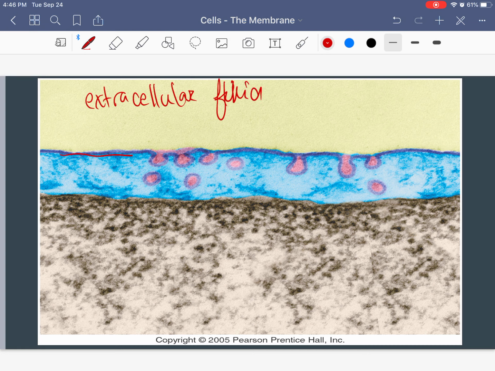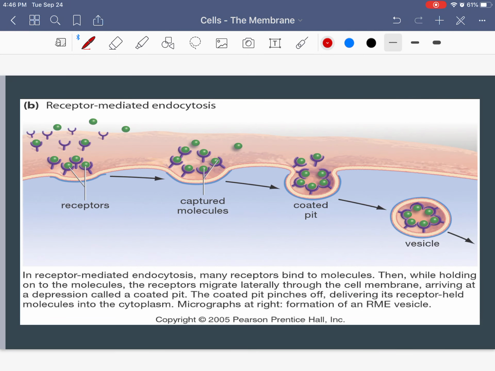Fluid. And then we have our cell membrane. And you can see where it's folding in and bringing in, like this vesicle's already made, and there's other vesicles that are going to be transported through. So we're bringing materials into the cell.